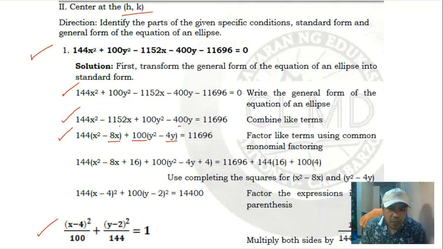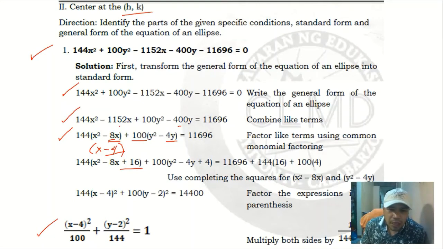So, from this part, completing the square na tayo. Kaya, ano yung kailangan, ano yung i-add mo na dalawang number that will be equal to negative 8? That is negative 4. So, x minus 4. So, negative 4 times negative 4, positive 16. Dito naman, ano yung dalawang number na pag pinagsama mo or pag pinag-add mo, negative 4.